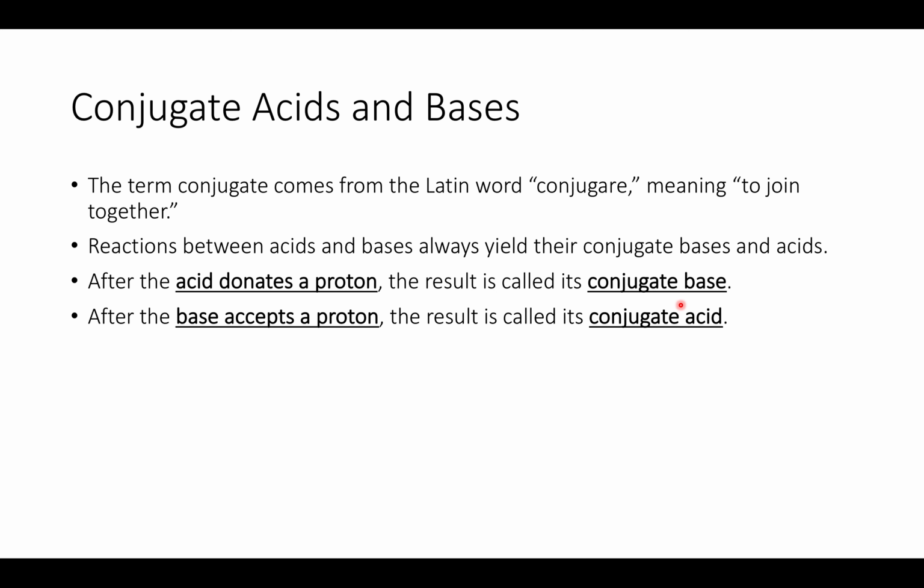So the term conjugate actually comes from a Latin word, conjugare, meaning to join together. You see a lot of conjugates in mathematics, but a conjugate is the resulting base or acid from a reaction. So reactions between acids and bases always yield a conjugate base and a conjugate acid.